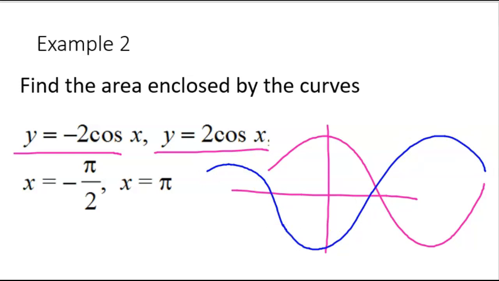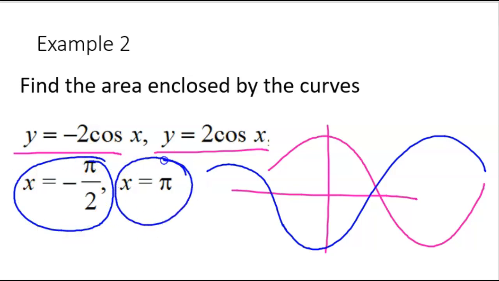Now, sometimes you don't have to find the points of intersection. Like these, for instance, these are just going to keep crossing over and over again because they keep wiggling up and down. So what a lot of times they'll do on these problems is tell you where to start and stop.